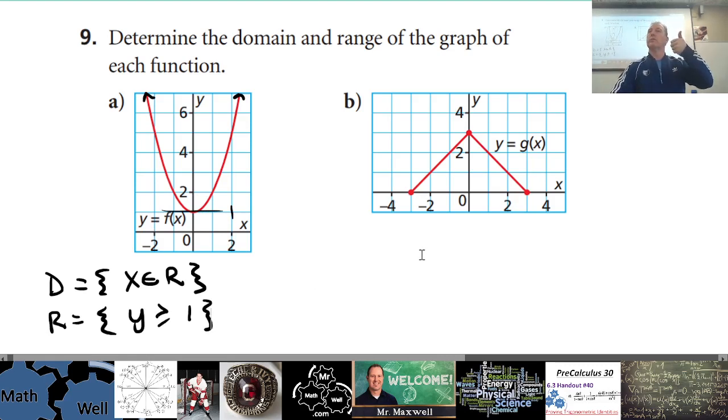Capiche? All right. This one, sorry, domain from -3 to +3, range from 0 to +3.